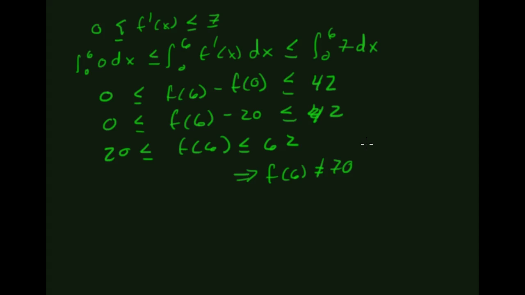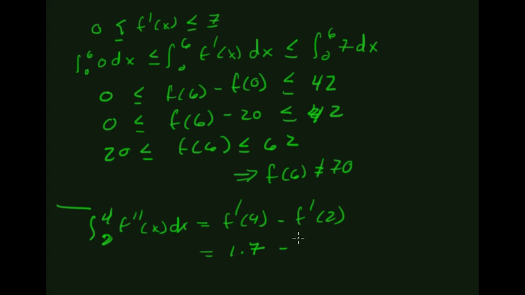All right, let's look at part C here. C says evaluate the integral from 2 to 4 of f double prime of x dx. So this is going to be f prime of 4 minus f prime of 2. Those values are in the table. They are 1.7 and 2. So this answer is negative 0.3. So that's literally using the table in the fundamental theorem of calculus.